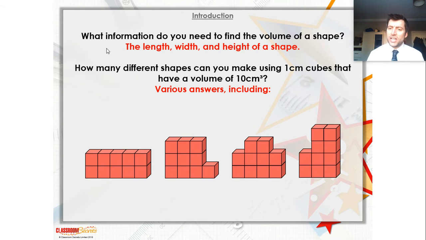Now, some of them will be challenging to calculate as a simple multiplication due to the fact that they're different heights or different widths at different points within the shape. The first one, however, we could quite easily calculate because it's 5 multiplied by 1 multiplied by 2. So 5 times 1 is 5, multiplied by 2 is 10. So we know that volume is 10. And we know all of them have got the volume of 10 because they've all got 10 cubes. But the only one we could calculate easily, if we were just given the data, is that first one, because it's the regular 2D shape at the front as the face of the 3D shape.